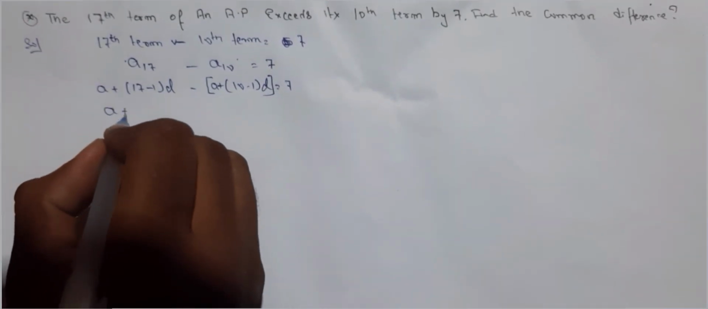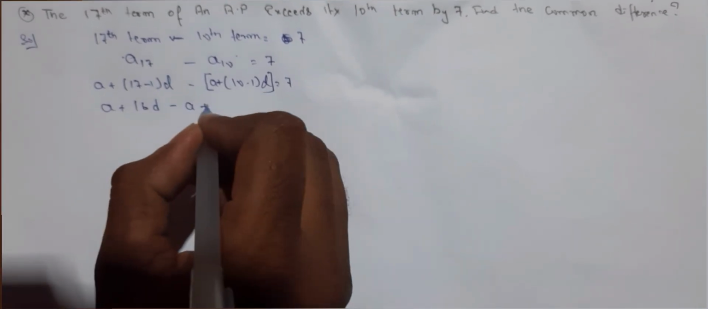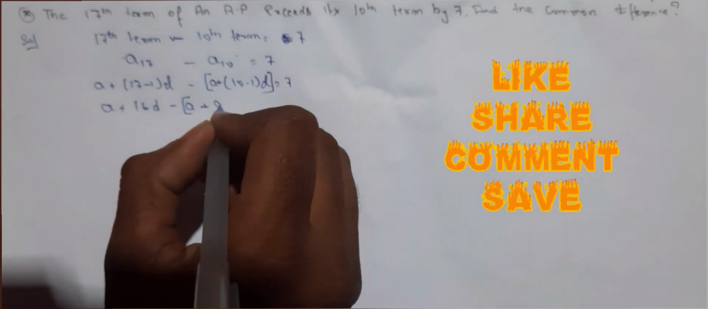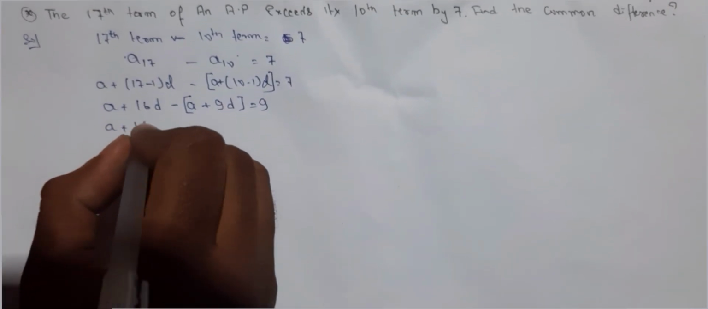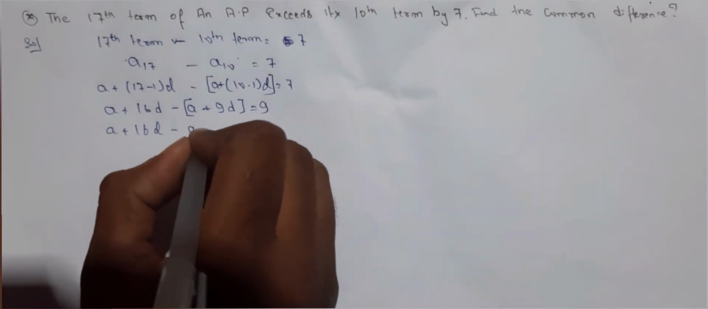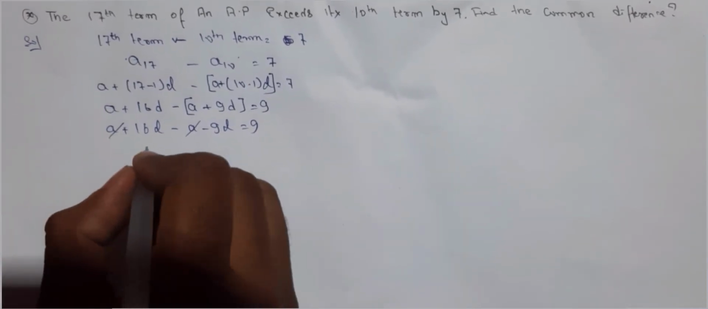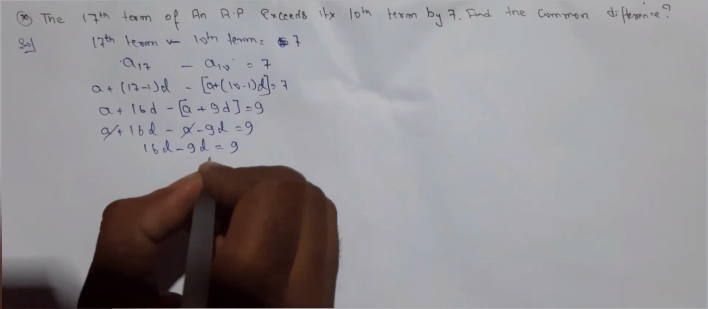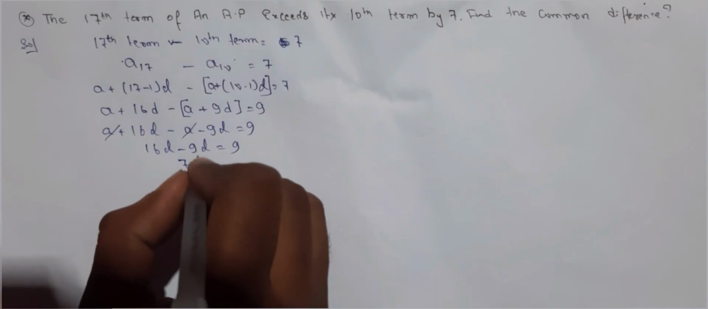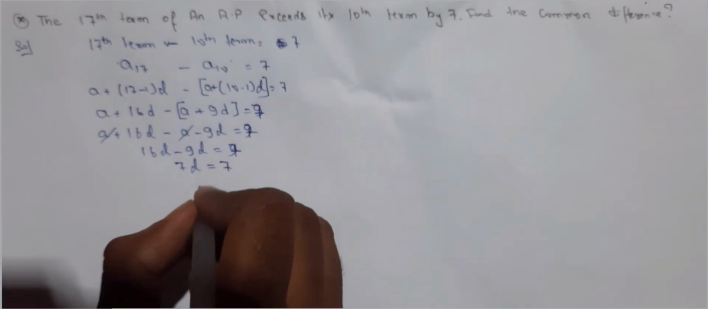So let's solve this one. a plus 16d minus (a plus 9d). Let us solve one by one so that there is no chance of making a mistake. So minus a minus 9d is equal to 7. Now a minus a cancels. So now 16d minus 9d is equal to 7. Now how much will it be? It will be 7d is equal to 7. So d is equal to 1.